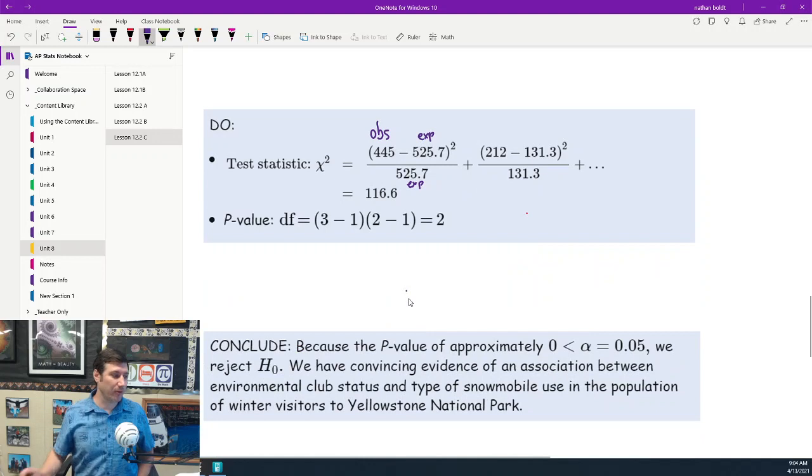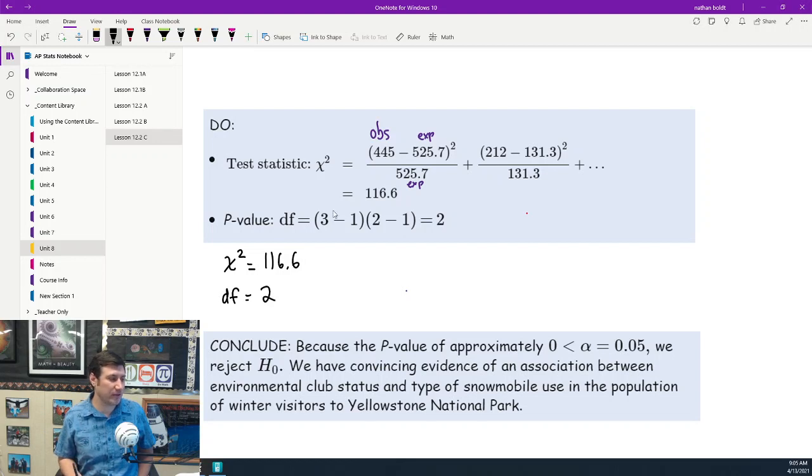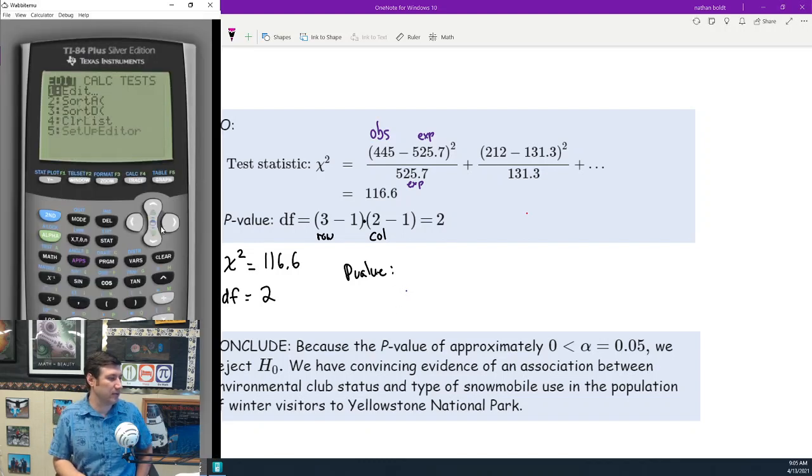And it's good to report everything. So the chi-squared test statistic was 116.6. The degrees of freedom, the calculator gave that to us as well, but here you can see the math. It's the number of rows minus 1 and the number of columns minus 1, and then you multiply them. And then our p-value was, I don't think I wrote that down. It wasn't there. All right, so stat, let me do this test for what, a third time?